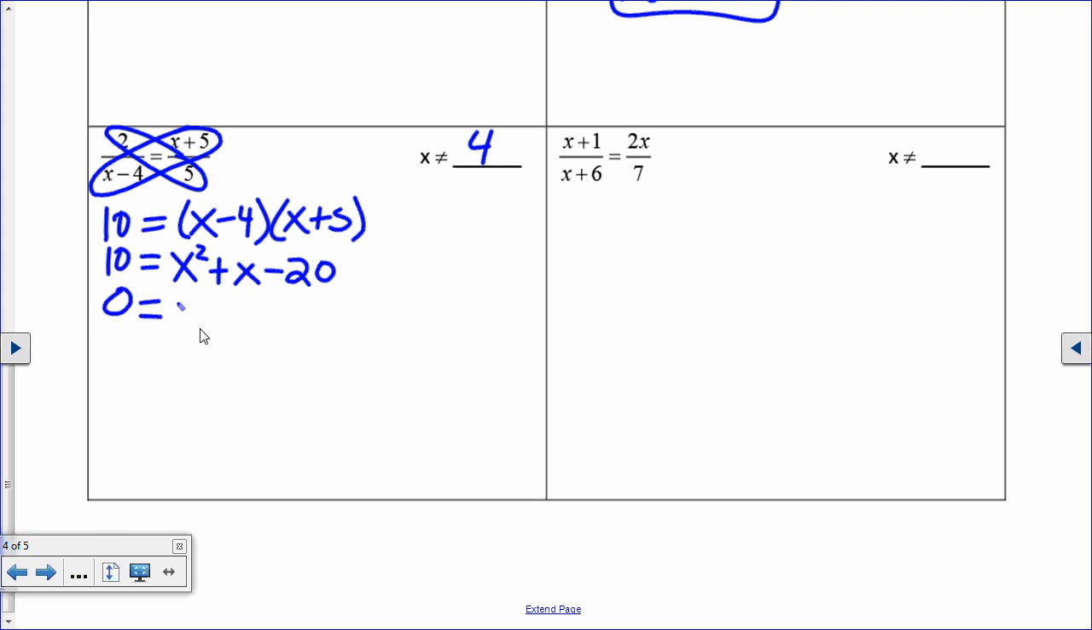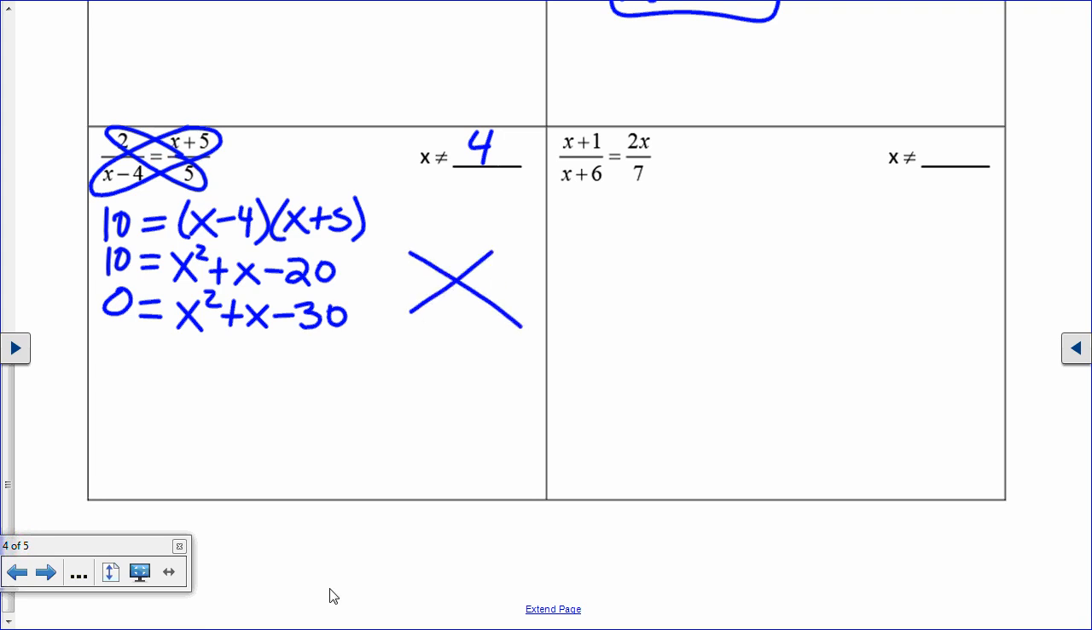Subtract the 10. Why would we subtract the 10 over? If you see a trinomial, how are you going to solve it? You factor. In order to factor, don't you have to have everything on one side? Yeah. So that's why we move the 10 over, just like Justin was saying. So now I have this. How would I factor a trinomial?